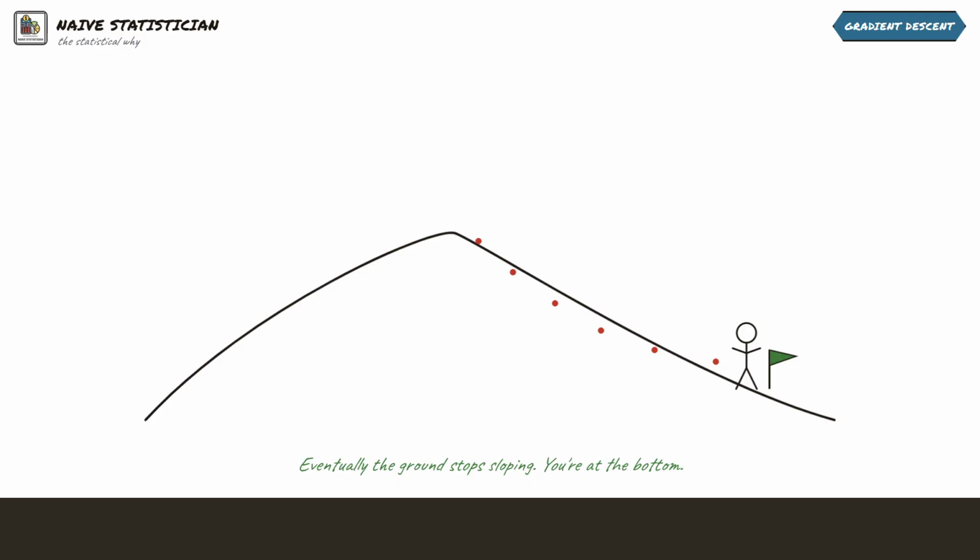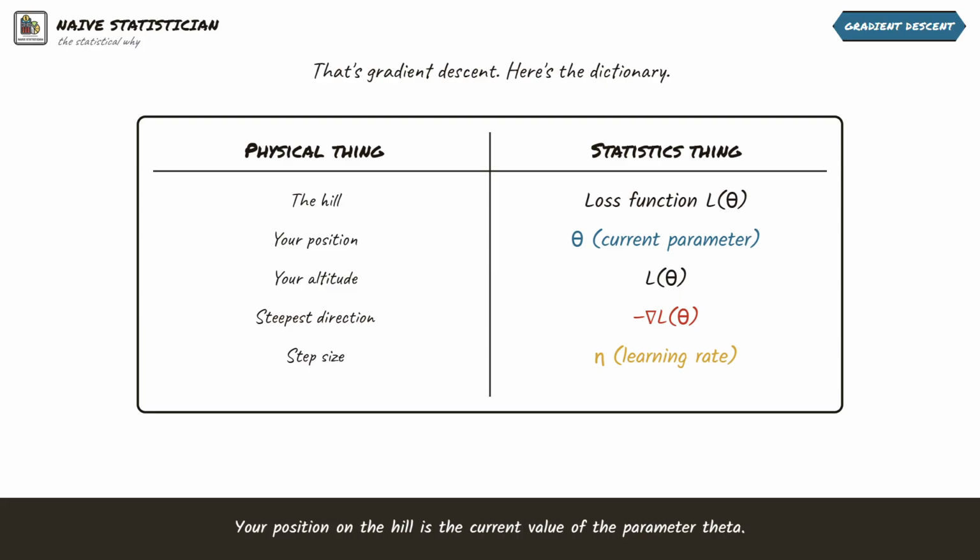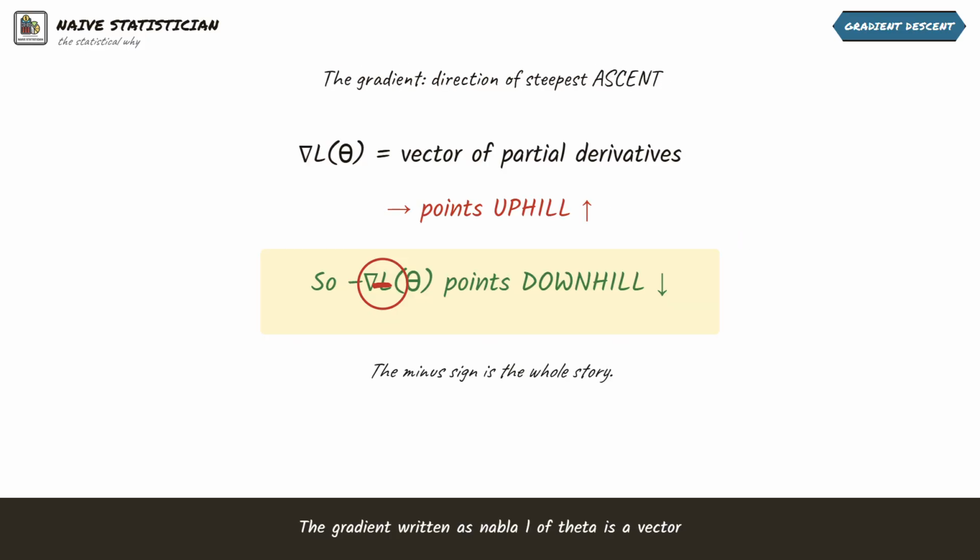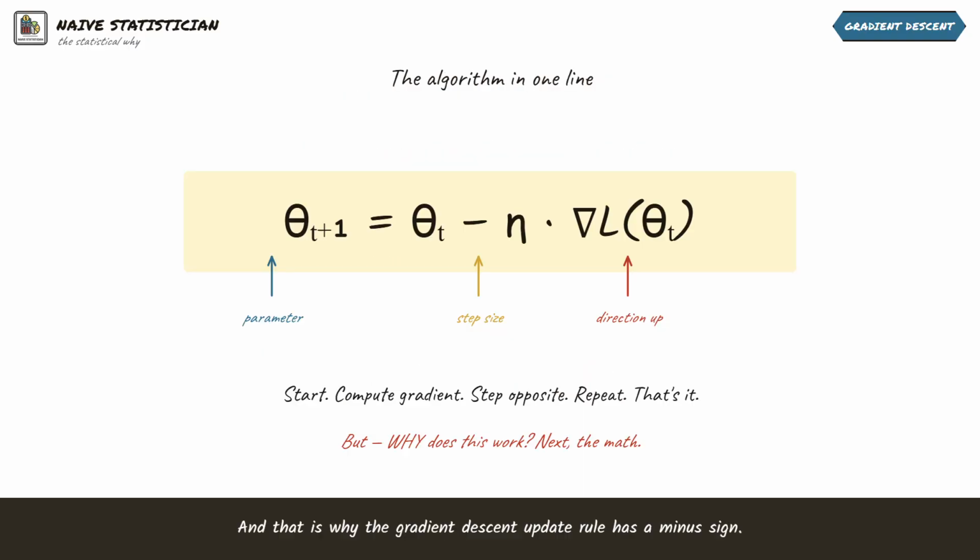That is gradient descent. The hill is the loss function. Your position on the hill is the current value of the parameter theta. Your altitude is the loss L of theta. And the direction of steepest descent is given by something called the negative gradient. The gradient, written as nabla L of theta, is a vector that points in the direction of steepest ascent, the direction in which the function increases fastest. So the negative of the gradient, minus nabla L of theta, points in the direction of steepest descent, the way down. And that is why the gradient descent update rule has a minus sign. You are moving in the negative gradient direction.